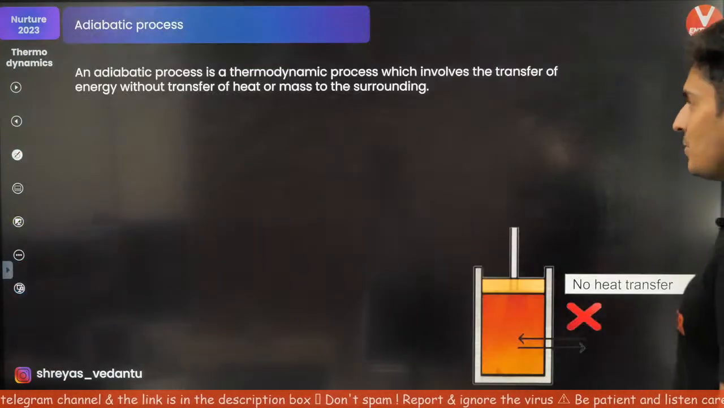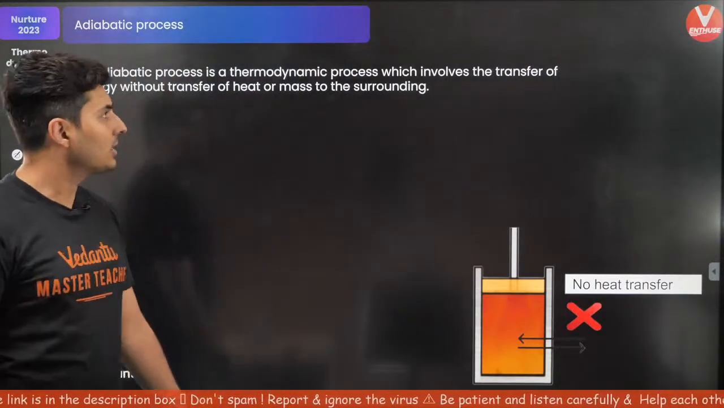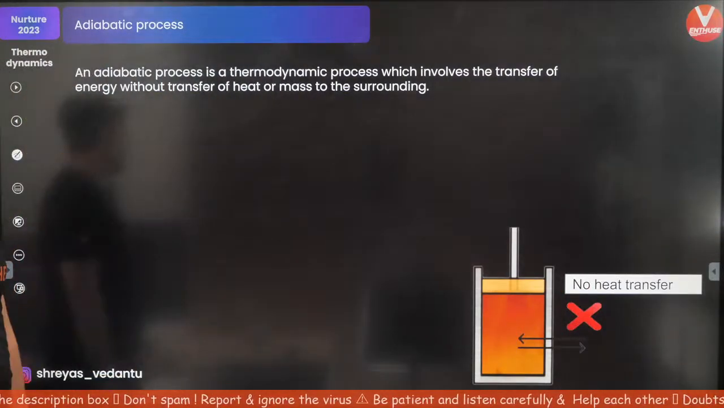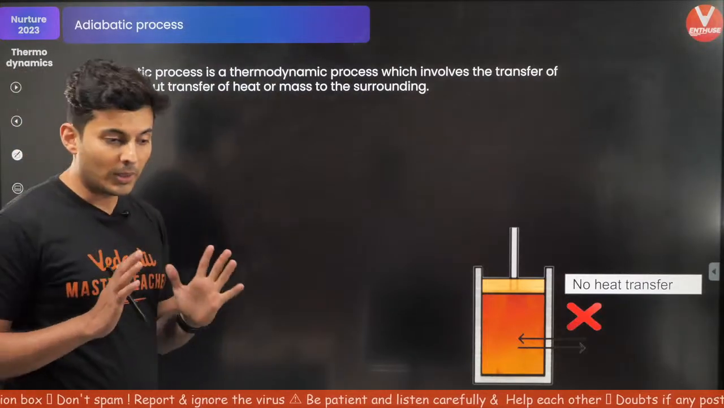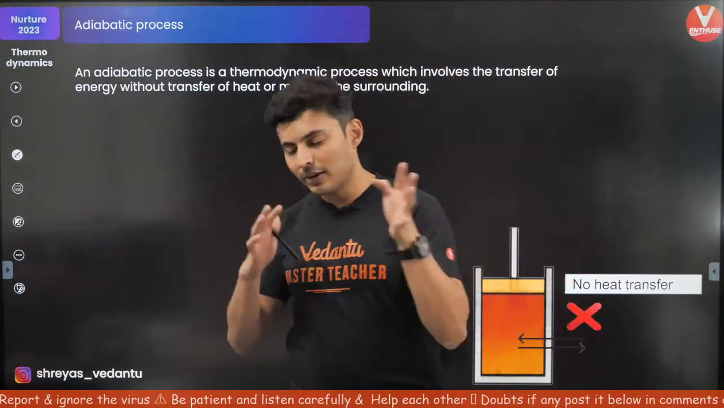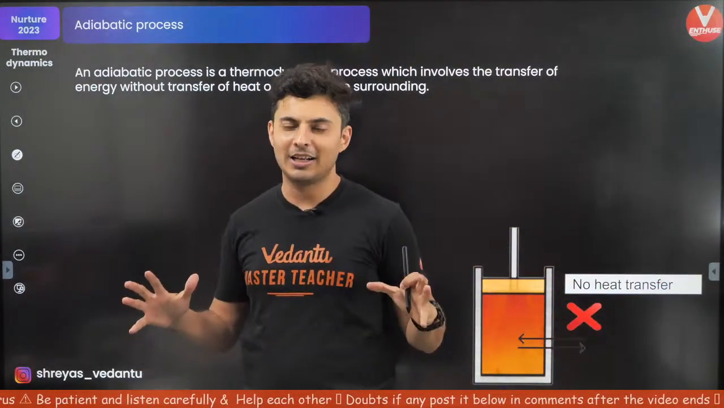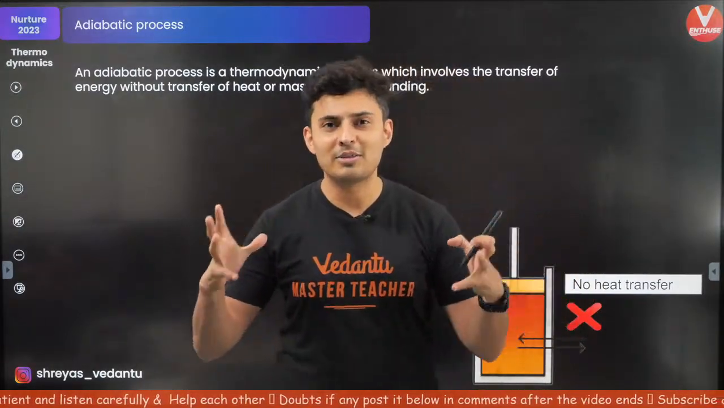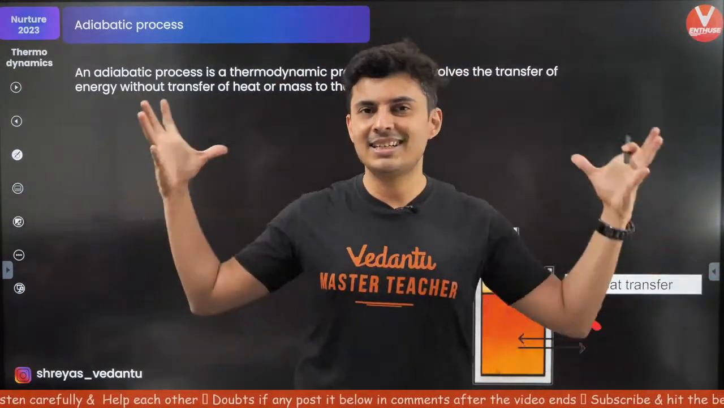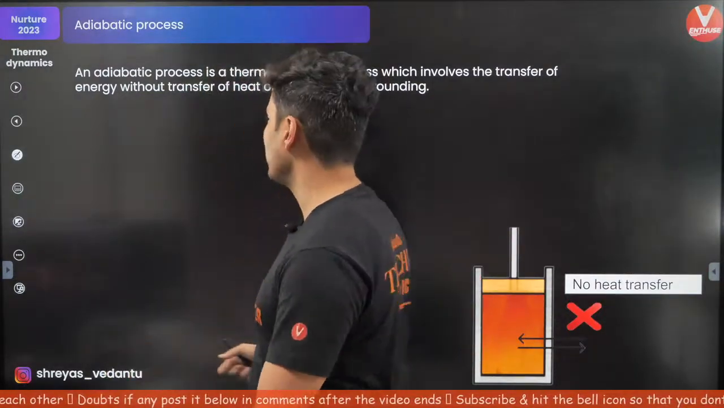Alright, moving ahead to the next one. Adiabatic process. So what do we have? Adiabatic process means where heat cannot come in or go out of the system. It cannot enter or go out. Example, thermos flask, calorimeter. It's trapped. It's an isolated system. Yes, Q is equal to 0.